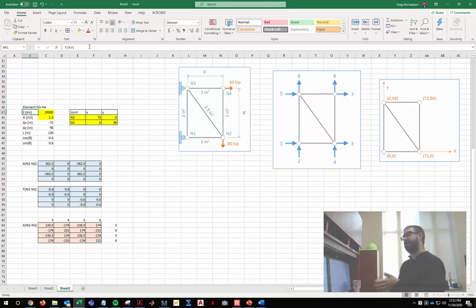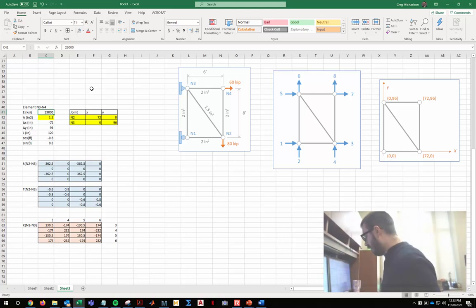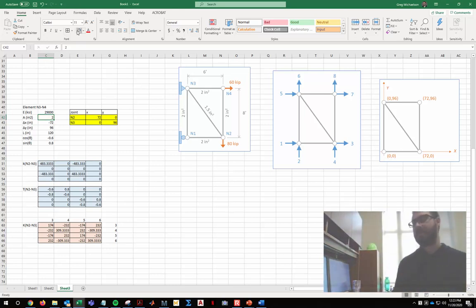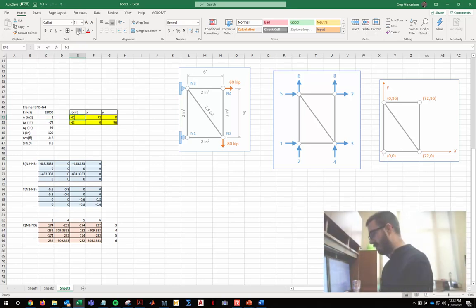So what changes from element 3 to element 4? Well, all the members are made of steel, so the E value does not change. That remains the same. Okay, what about the area? Well, N3, N4, that has an area of 2, right? So that changes. Now, the coordinates obviously change. We're going from N3 to N4, so I need to input the coordinates N3 and 4.